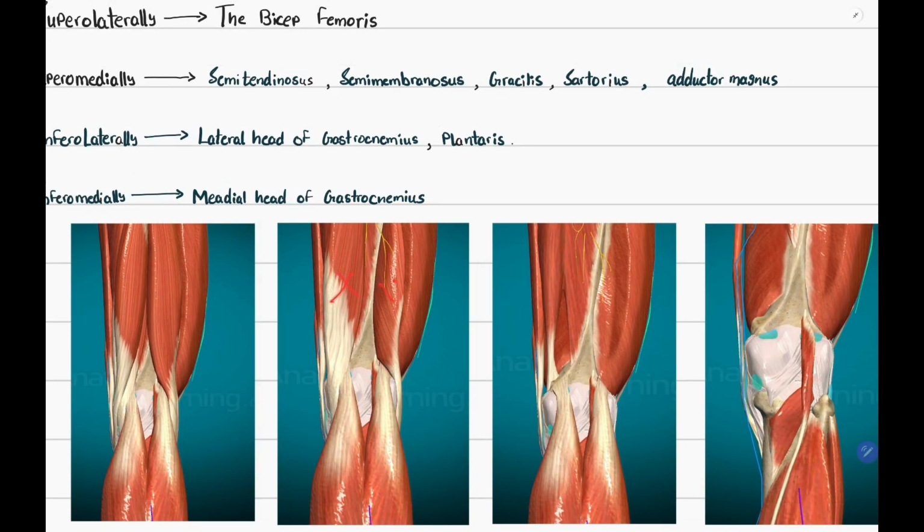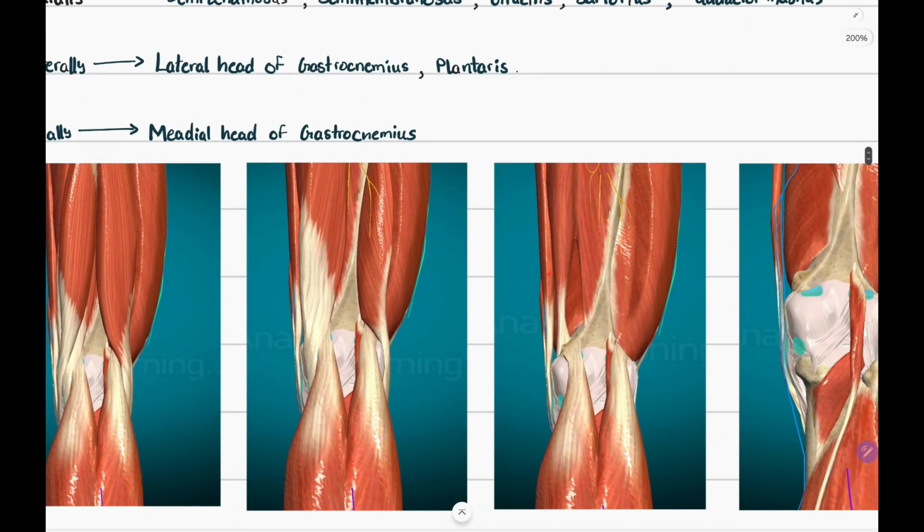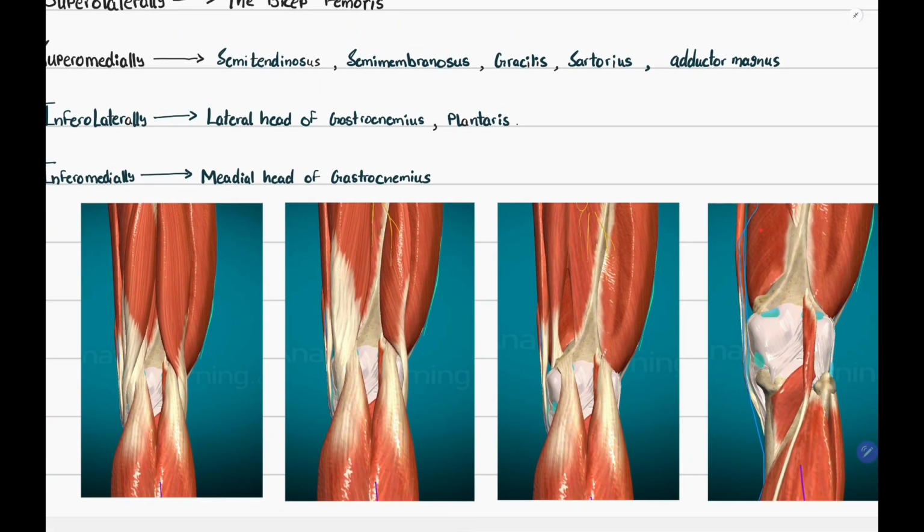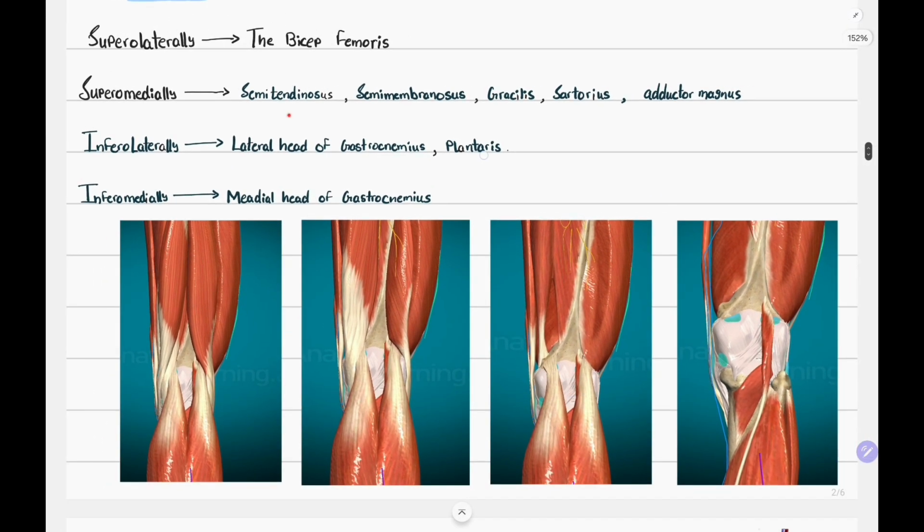If I remove both of them, the short head of biceps femoris and the semimembranosus muscle, I am left with the vastus lateralis on the lateral side and the adductor magnus muscle on the medial side. And here you are able to view the gracilis muscle. If I further dissect out the gracilis muscle, I am left with the sartorius muscle right here. So all these five muscles form the superomedial boundary of the popliteal fossa.